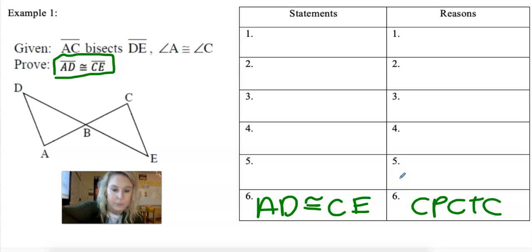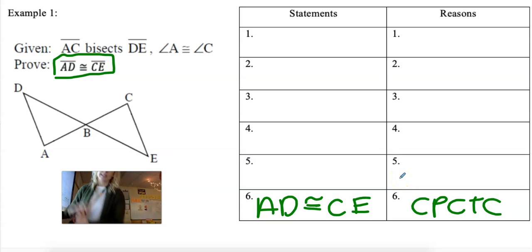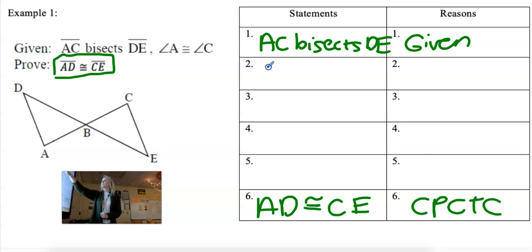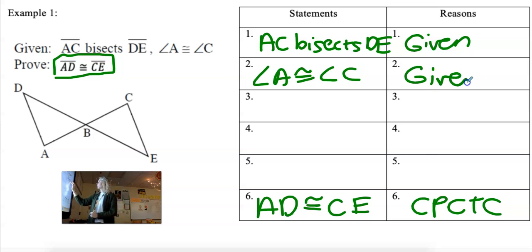So I'm going to stand up. So AC bisects DE is a given. And then our other given is angle A is congruent to angle C. Okay, I'm going to make some marks in my picture. AC bisects DE, I'm going to skip that for now. They do tell me that A is the same as C, so I'm going to mark that. All right, I do not mark the proof part.